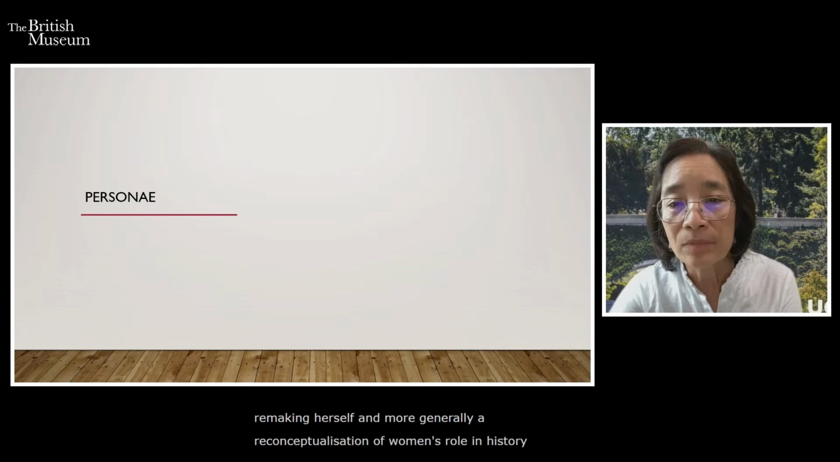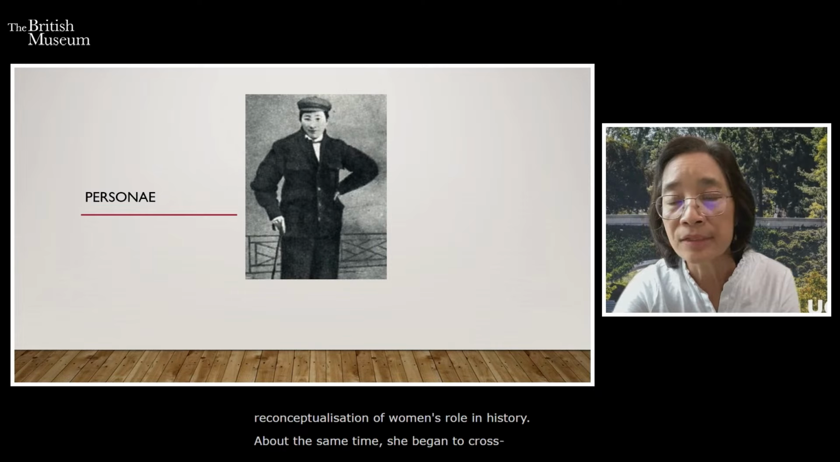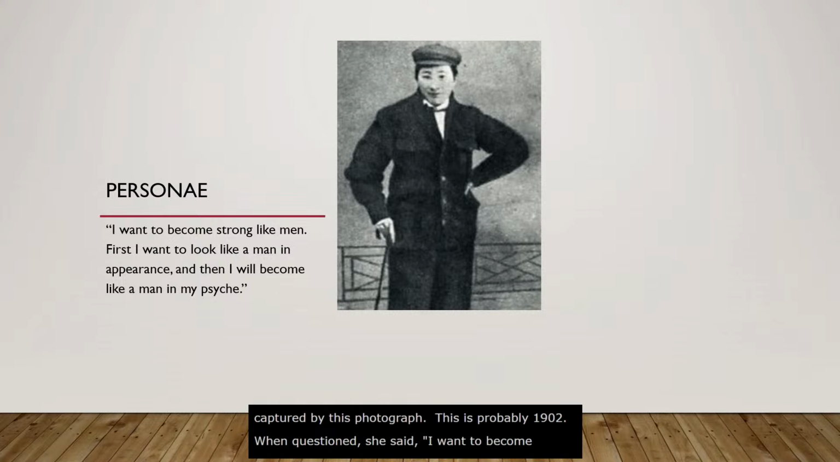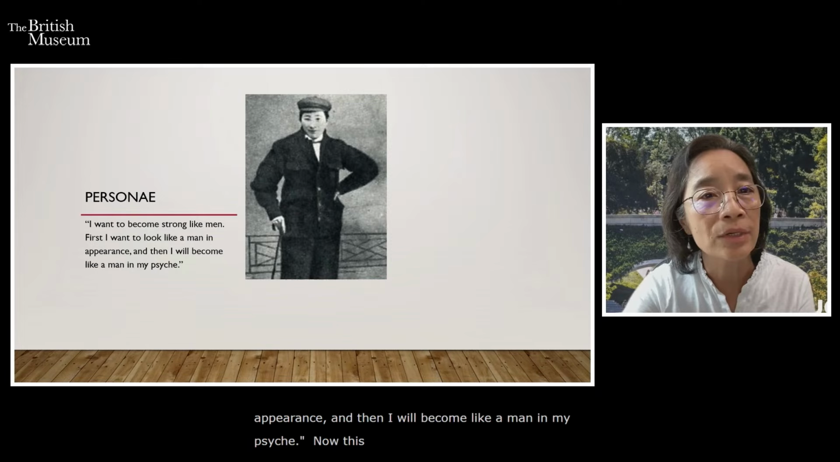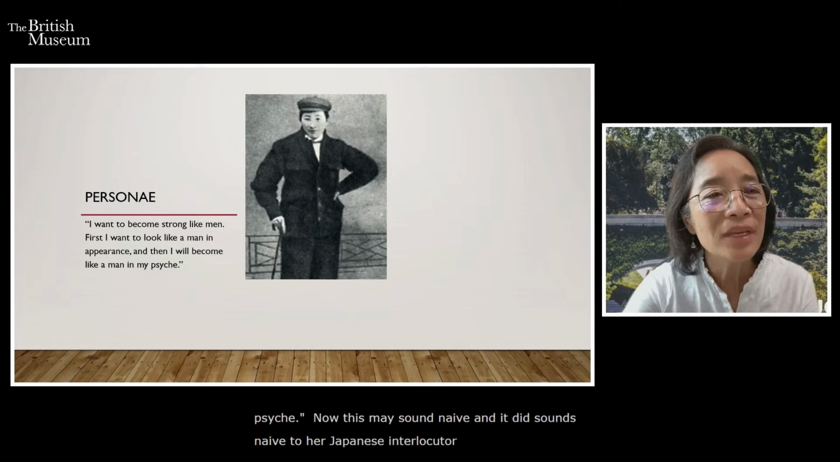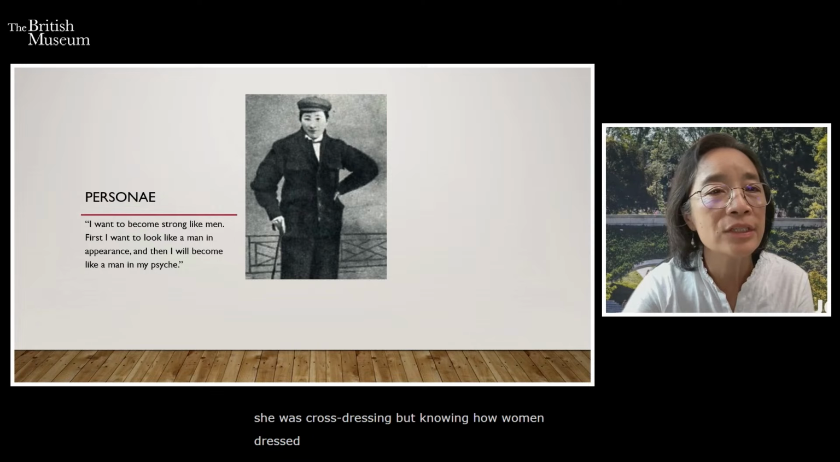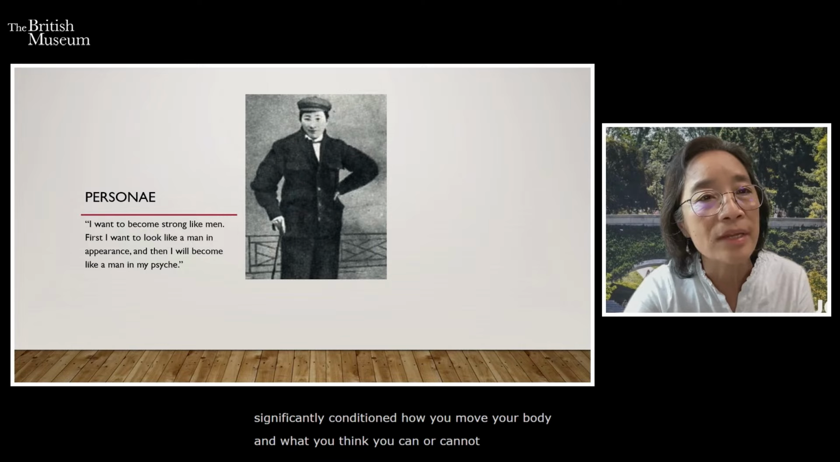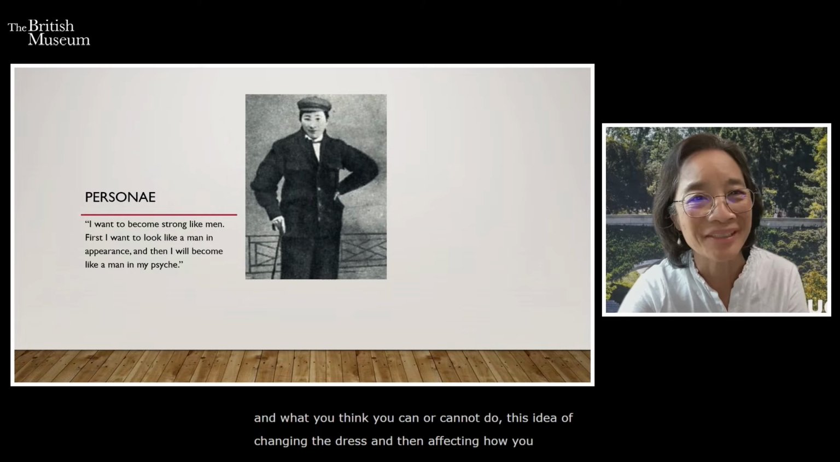About the same time, she began to cross-dress, as captured by this photograph. This is probably 1902. When questioned, she said, "I want to become strong like men. First, I want to look like a man in appearance, and then I will become like a man in my psyche." Now, this may sound naive, and it did sound naive to her Japanese interlocutor who asked her why she was cross-dressing. But knowing how women dressed at the time, including with bound feet, which significantly conditioned how you move your body and what you think you can or cannot do, this idea of changing the dress and then affecting how you carry yourself, affecting how you think of yourself, is not nearly as naive as people thought at the time.